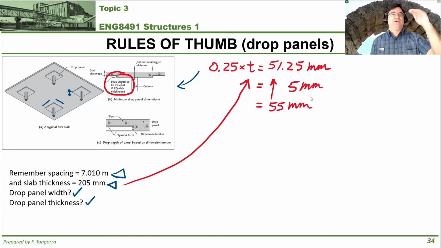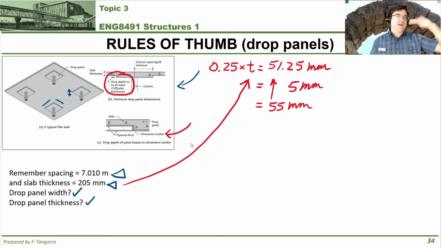Great. Now let's elevate it one more step. Typically, simple drop panels are formed, as shown here, using dimension lumber. So usually the depth of the drop panel is to match, more or less, the depth of a piece of dimension lumber that is used in this case.